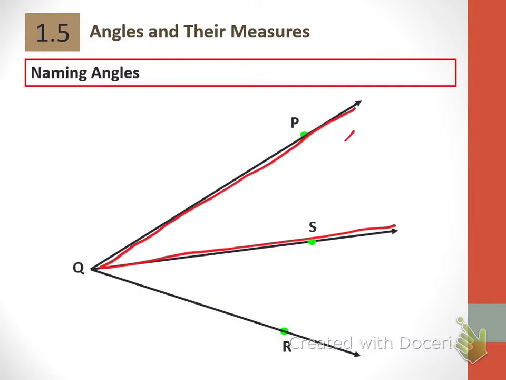Anytime you name an angle, you're going to write the angle symbol. There are actually only 2 ways to name this angle in particular, and I'll explain why. One way we could say is PQS. And if we say PQS, what do you think the other way we can name it is? SQP.